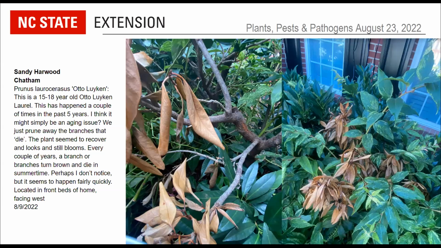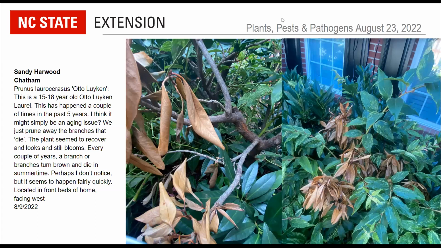The case here, though, is that it's been happening a couple of times in the last 5 years. Might simply be an aging issue. We just prune away the branches that die. The plant seems to recover and still blooms. Every couple of years, a branch or branches turn brown and die in summertime. Perhaps I don't notice, but it seems to happen fairly quickly. Located in front beds of home facing west.